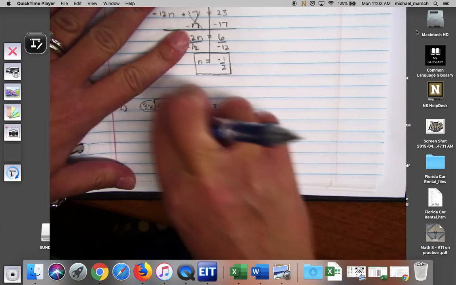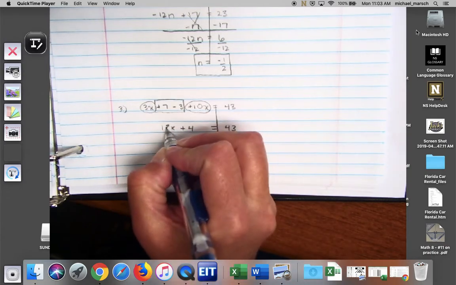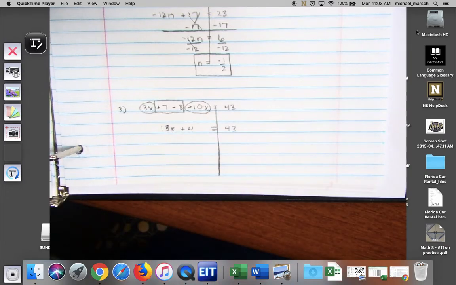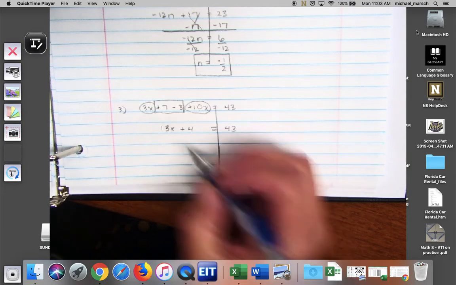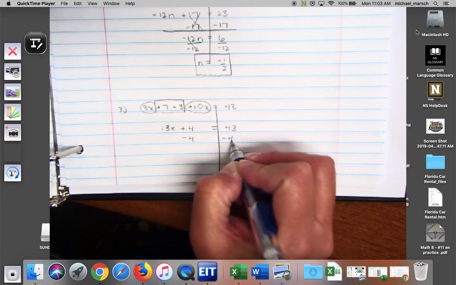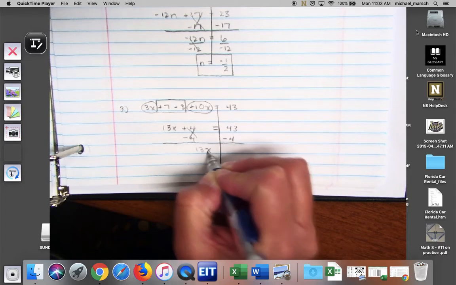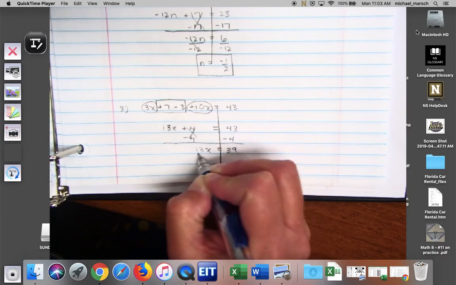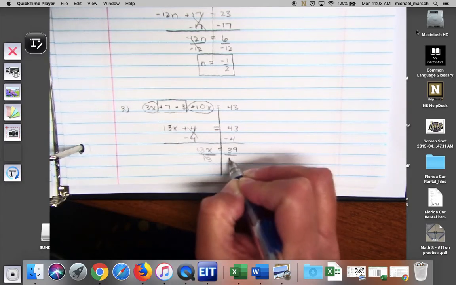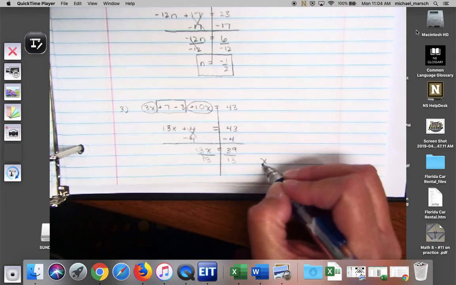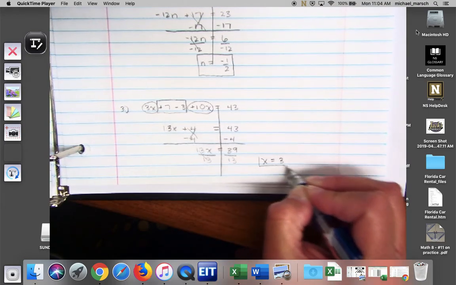I'm going to rewrite this. That 13 looks weird. And now I have a two-stepper. See? All right, so I'm going to subtract the 4 from both sides. Bring down the 13x equals 39. Divide by 13. X equals 3.